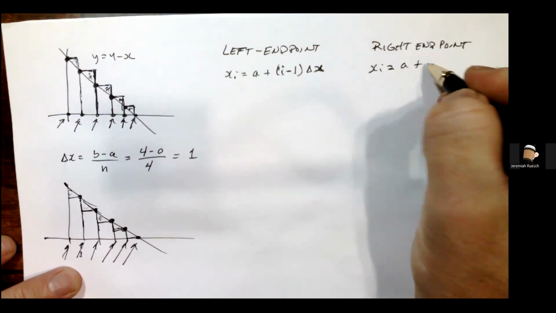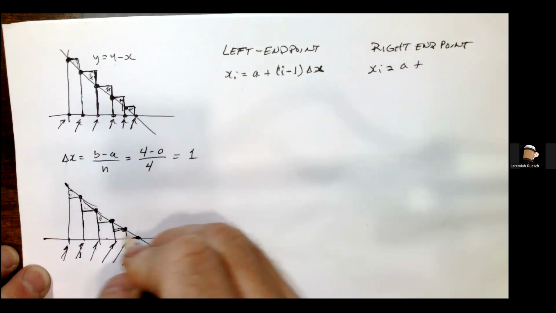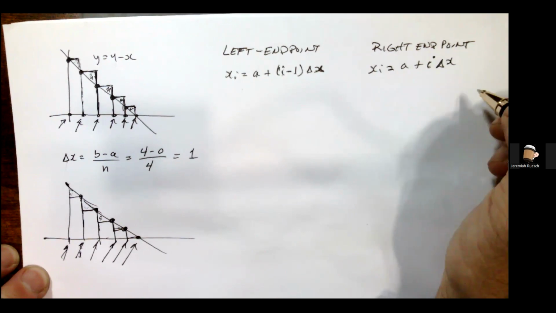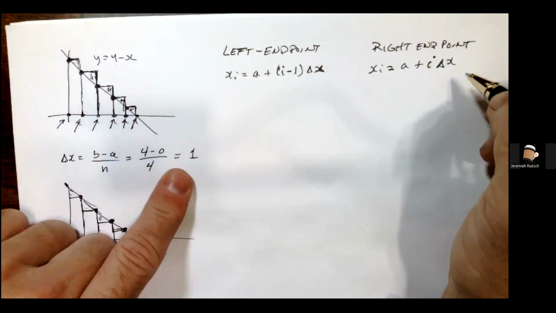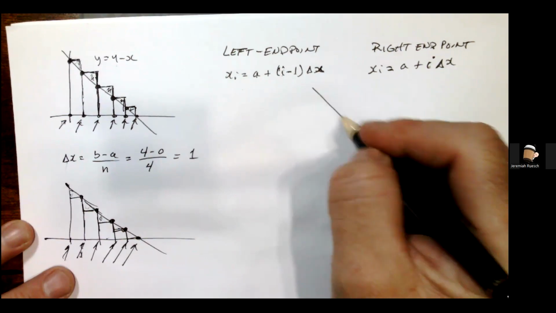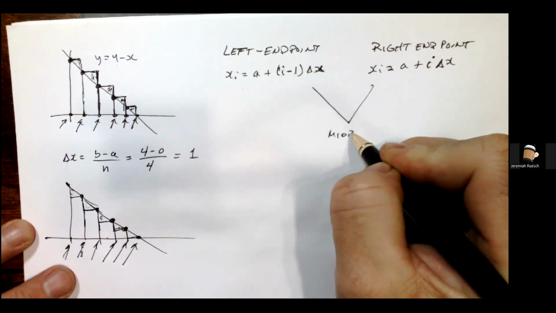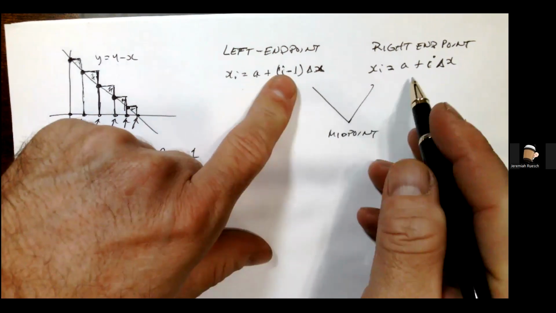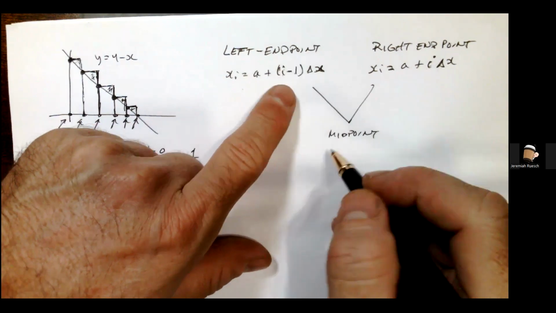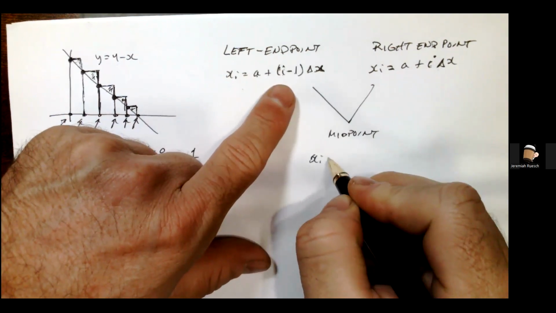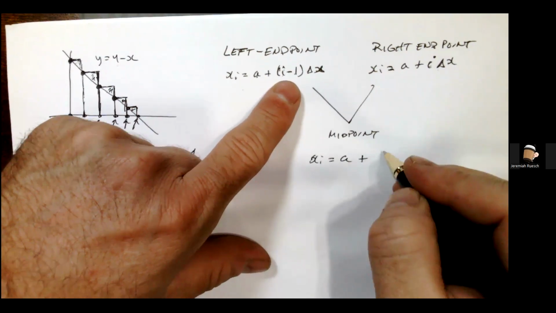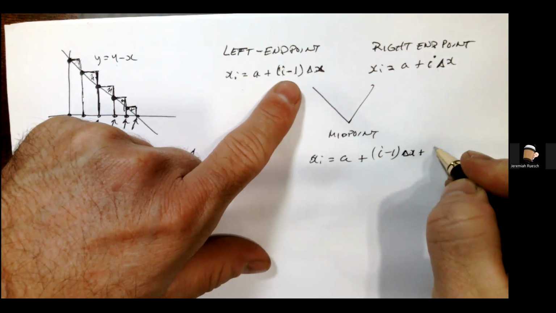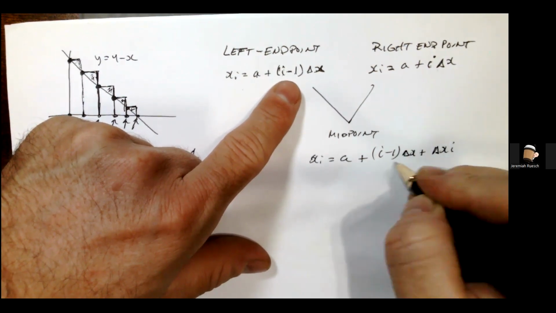And the right endpoint then is going to be xi, and that's going to be again a plus, and since this is counting in step with our counting, that's going to be i times delta x, where delta x again is equal to 1 in our case. Okay, and then the midpoint is the average, if you will, of these two. It's the midpoint of these two, so it's the sum of this and this divided by 2. So xi is going to equal a plus (i minus 1) delta x plus i delta x, divided by 2.